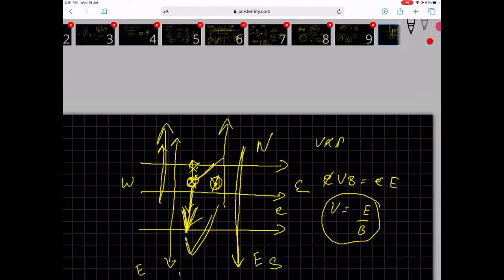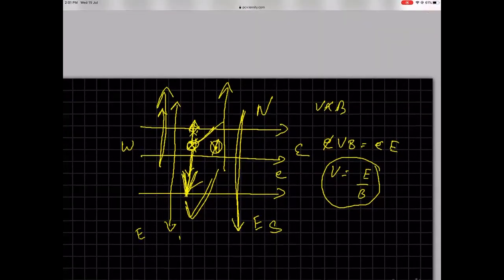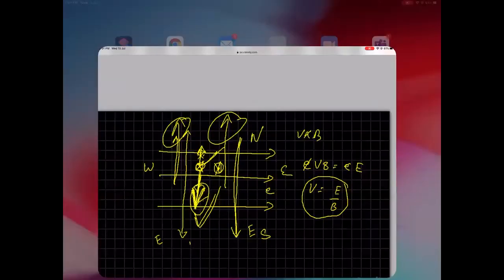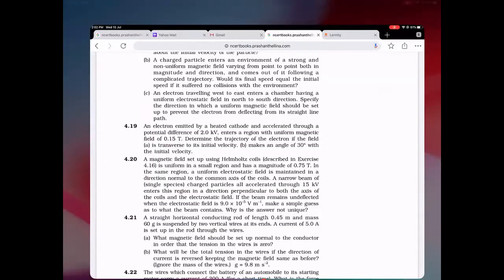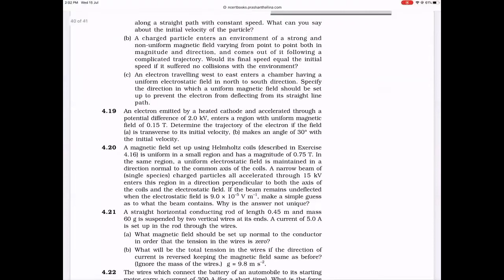So V cross B. Stretch your right hand in the direction of B, so the thumb points in this direction. But because it is a negative charge, the force will be in the downward direction. So this is what we need to worry about. So the force is in the downward direction, so the magnetic field is into the plane of paper. Okay, so for part C, the magnetic field must be into the plane of paper.